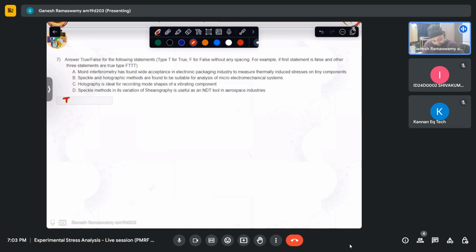Speckle and holographic methods are found to be suitable for analysis in MEMS application. Because these are very tiny and very precise measurements need to be made. Holography and speckle methods are quite accurate and very precise also, and the measurement range can be taken down to very low scale, which is why they are very much suitable. Holography is ideal for recording the mode shapes of a vibrating component.